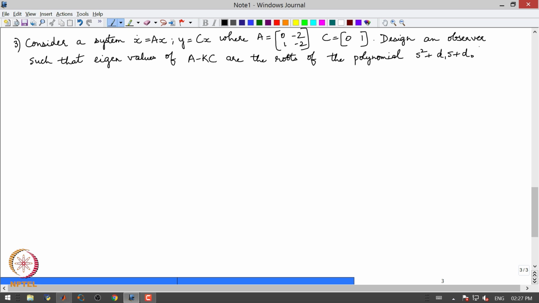In this problem we are asked to design an observer, which means we need to find an observer gain matrix K such that we have a system x dot equals A x and y equals C x, and we want to place the eigenvalues of the observer A minus K C such that they are the roots of this polynomial s square plus d1 s plus d naught. So, this is the desired characteristic equation.